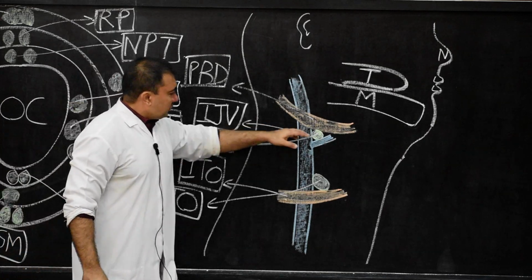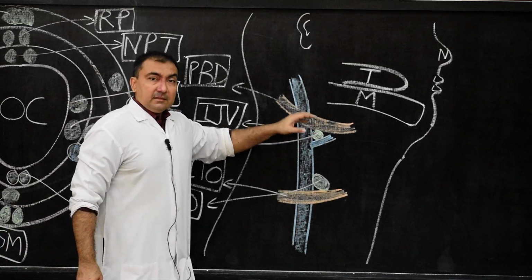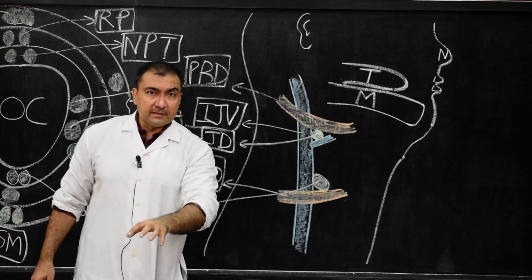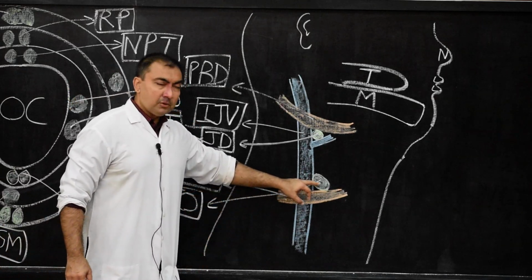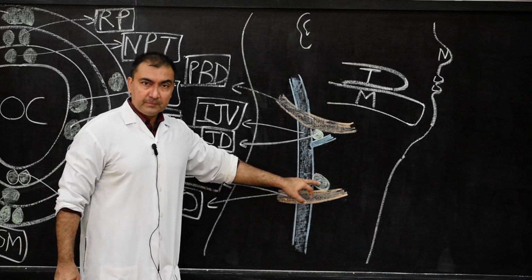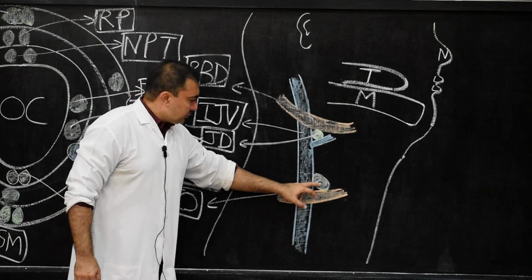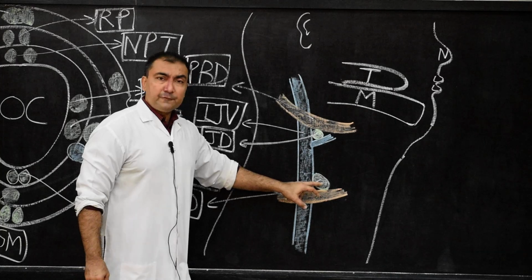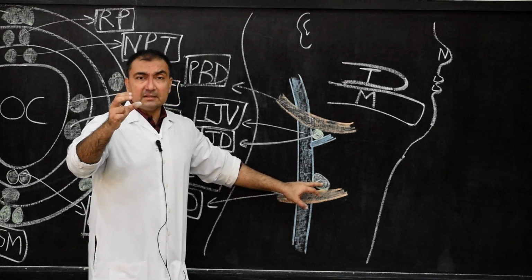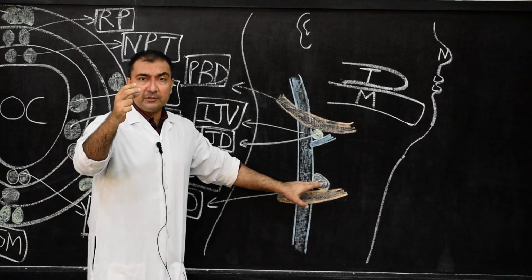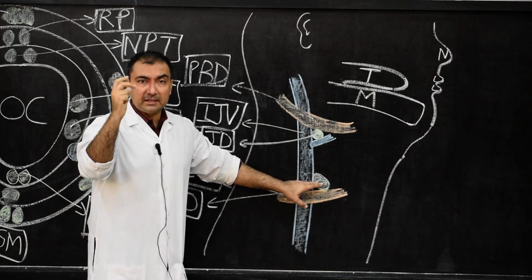And from jugulo-digastric, the efferent lymphatic channel will drain into jugulo-omohyoid, that is the lower deep cervical group of lymph nodes. So therefore, this jugulo-omohyoid will receive the lymphatic drainage from the entire tongue. So it is the principal lymph node of the tongue. Jugulo-omohyoid is the principal lymph node of the tongue.